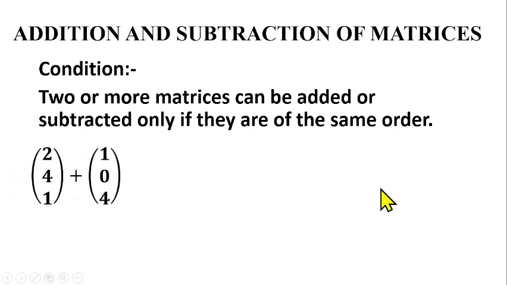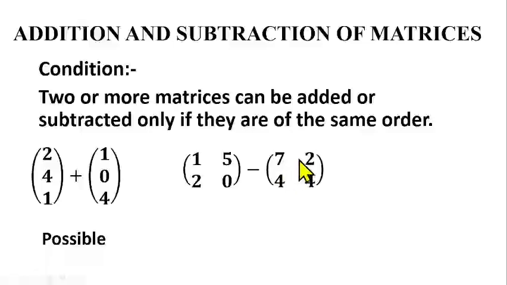Example is this matrix. Can we add this and this together? Yes, we can add them together because they are of the same order. This has 3 rows, 1 column. This is 3 by 1, and this also has 3 by 1 as well. This is order 3 by 1, 3 by 1, so it is possible that we add them together.